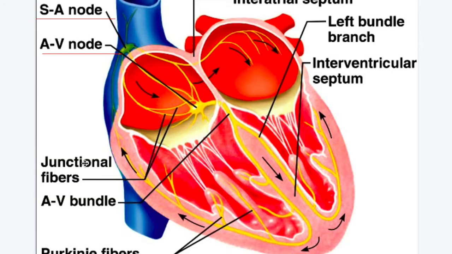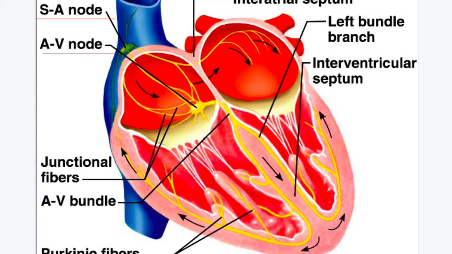So if we look here, in the walls of your heart, we have these special fibers. You could think of them almost like electrical wires, okay? We call them Purkinje fibers. They're going to get signals from the SA node to the AV node to get the ventricles to contract together and to get the atria to contract together.